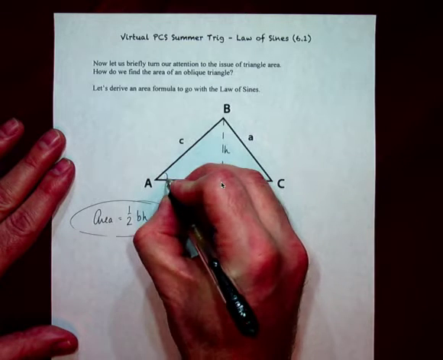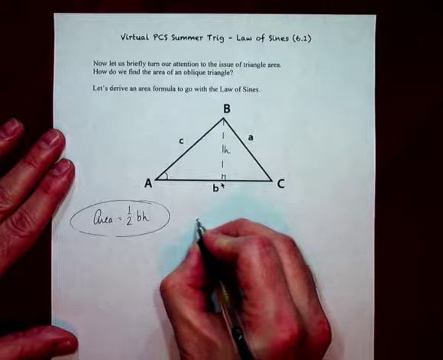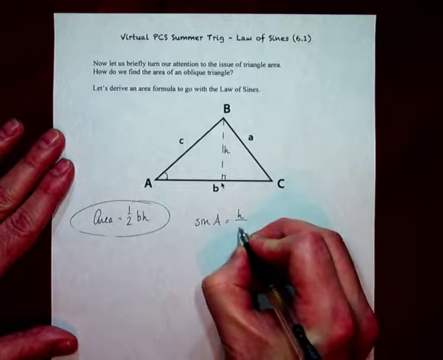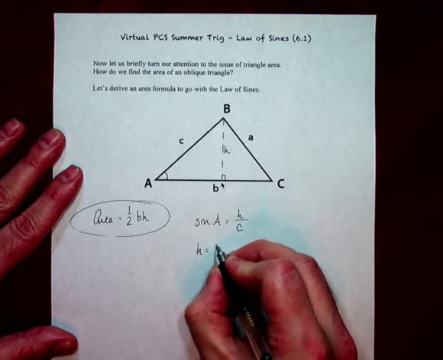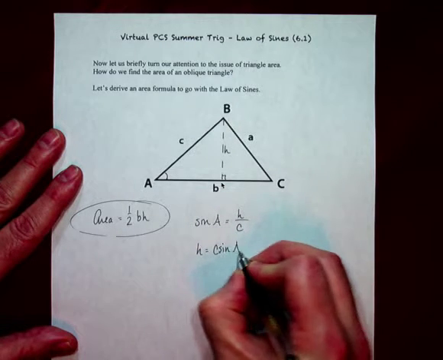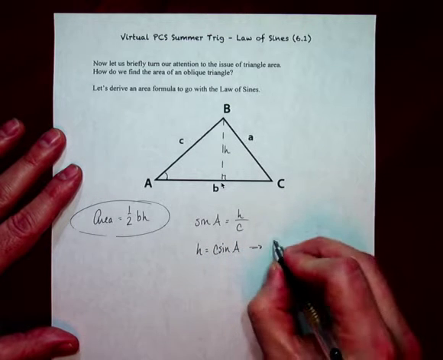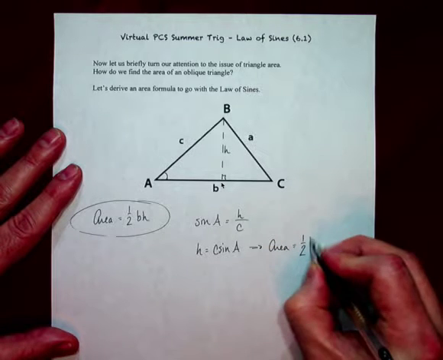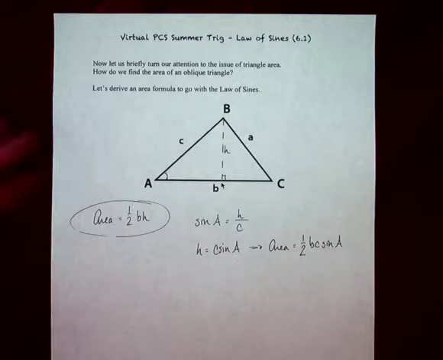Let's talk about this angle A over here. I know that sine of A is H over C, and that means that H is C sine A. If I use that, I can plug it into my area formula and get 1/2 BC sine A, where C sine A is just plugged in for H.